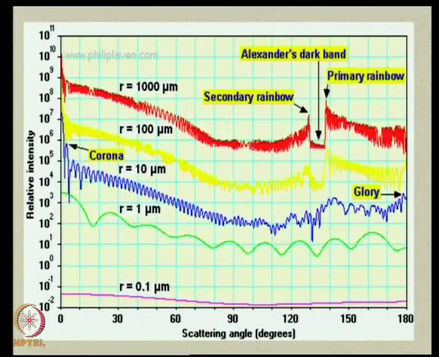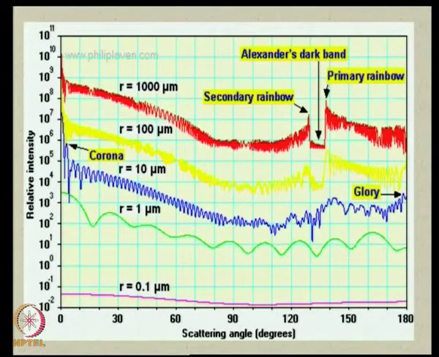Now, the best way to understand the rainbow phenomena is to look at the intensity of scattered light as a function of the scattering angle. In this calculation, done by solving the full electromagnetic equations, Maxwell's equations, what is being shown is the scattering intensity in relative terms for water droplets of various sizes, starting from 0.1 micron, 1 micron, 10 micron, 100 micron, 1000 microns.